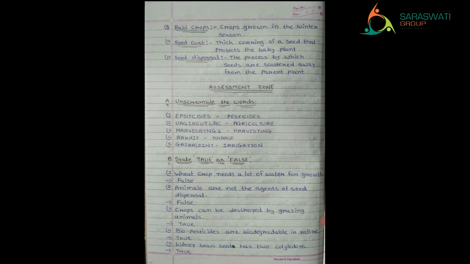Okay, now we are moving to the B section, which is for true or false. The first question is wheat crop needs a lot of water for growth. Is it true or false? Yes, it is false. Animals are not the agents of seed dispersal. We have seen that seed dispersal can be done by animals as well, right? So this statement is also false.